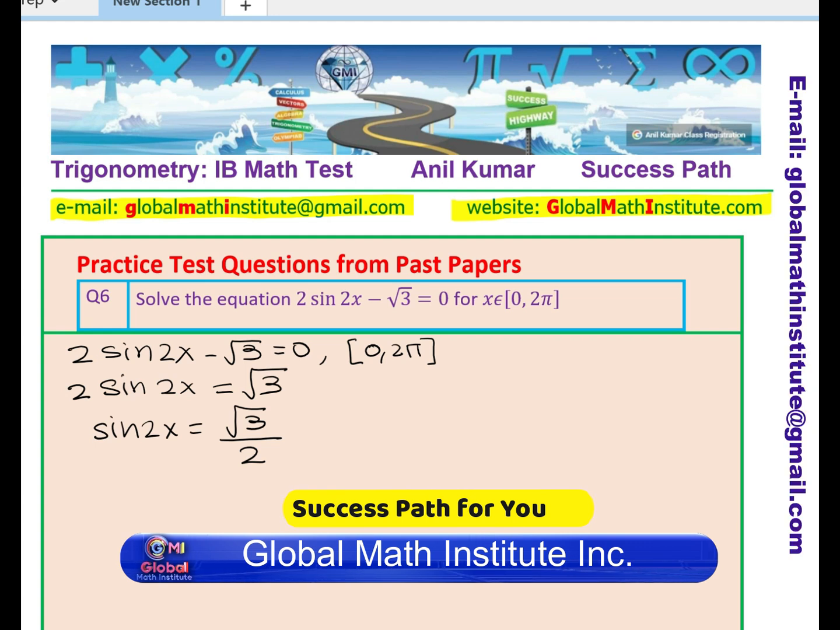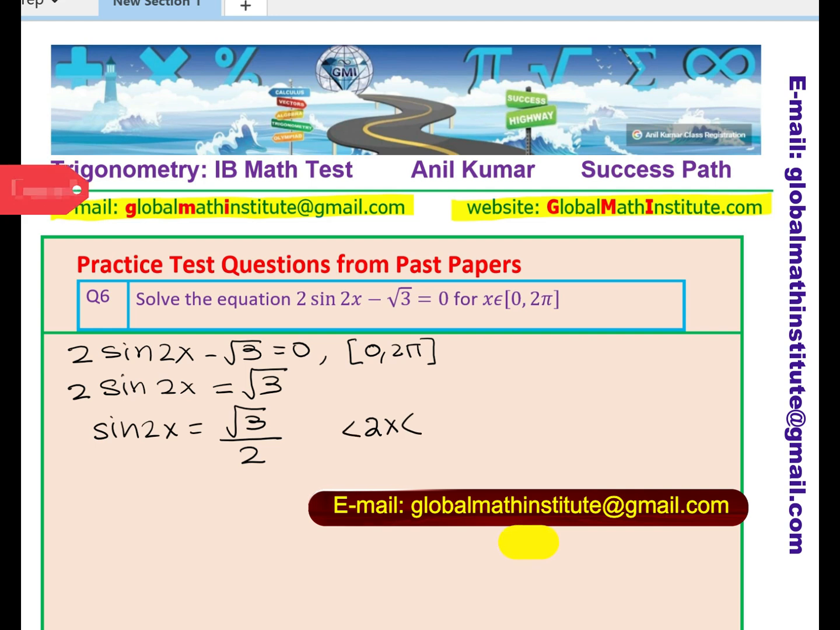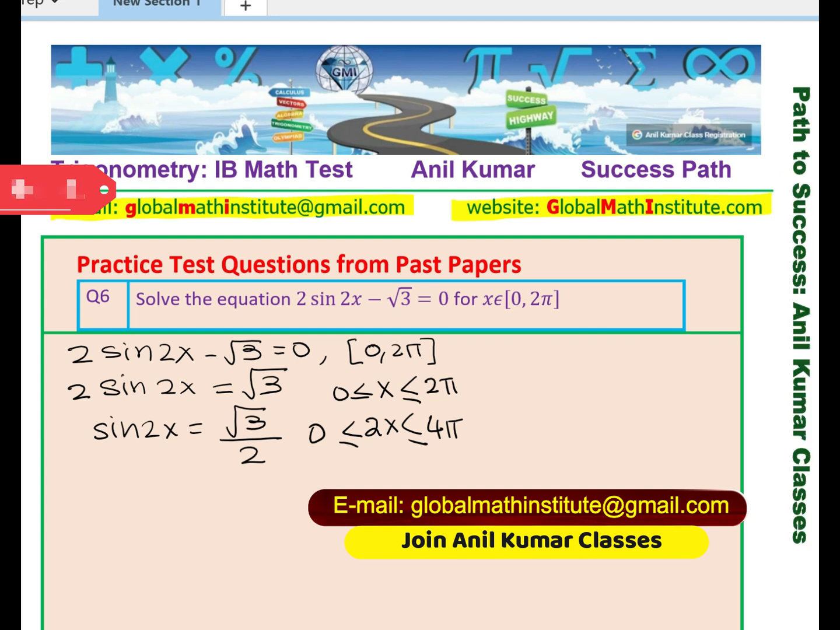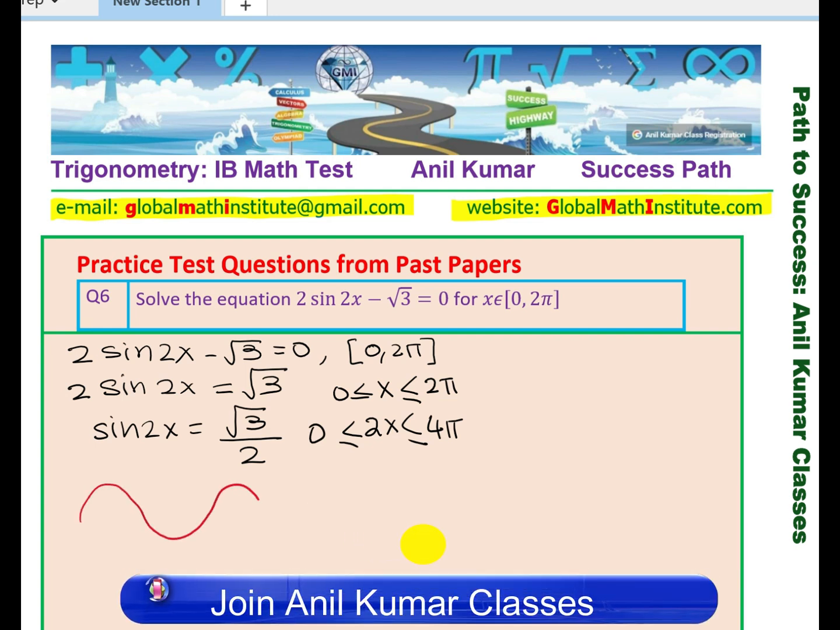Now remember one thing: x is between 0 and 2 pi, then 2x is between what, right? So we know one thing, that 2x should be between 0 and 4 pi, correct? Since x is between 0 and 2 pi. Does that make sense to you? This is important. If you visualize the sine function, when we say 2x, there are two waves within 0 to 2 pi, right?